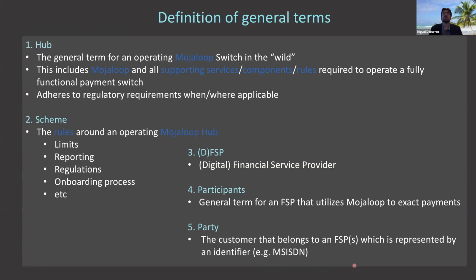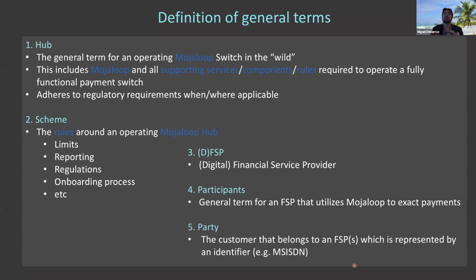Right, so just some general terms that I think are a great place to start, so we're speaking the same language. A hub is a general term that we use for any kind of Mojaloop switch that's implemented, that's existing in the wild, that's being used. This includes the open source components, as well as other components that have been implemented by the person who's hosting the hub itself, or maybe even third-party components that have been introduced into the Mojaloop switch.